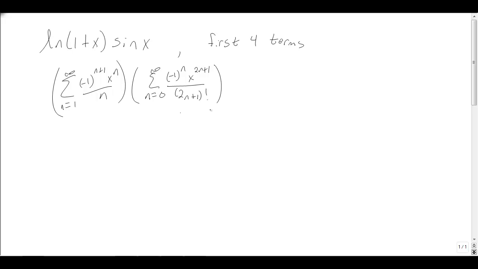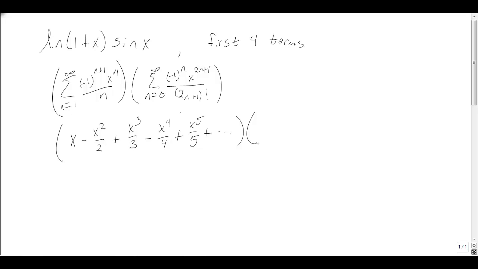You could multiply these out or try and get some formula for the coefficient of x to the n in general, but we only need the first four terms, so I'm going to just write out the first 4 or 5 terms of each of these. So my natural log 1 plus x: when n is 1, I get an x, then minus x squared over 2, then x cubed over 3, then x to the 4th over 4, and x to the 5th over 5, plus some more stuff.